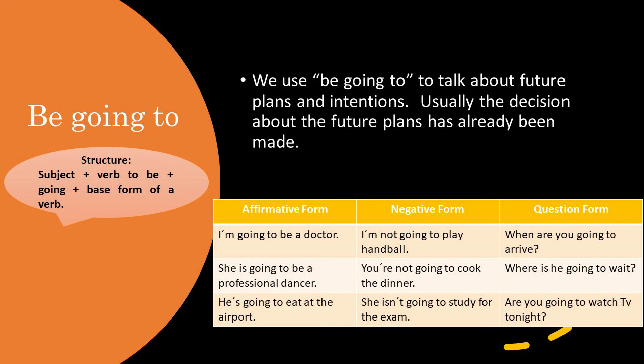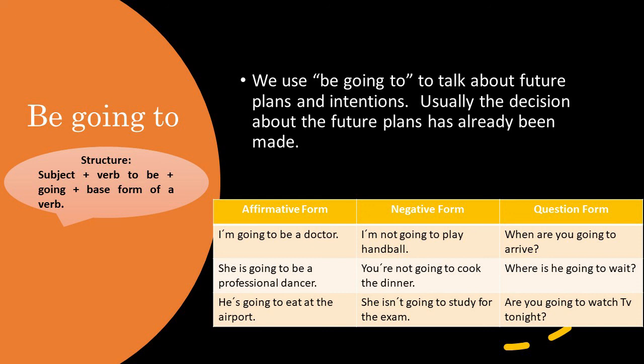Now for questions, if we want to know something about someone else, we use WH questions, right? For example, when, what, where, etc., right? Plus the verb to be, that in this case could be are, am, or is, plus the subject, that in this case could be you, I, he, she, it, we, and they, plus going to and the verb in the base form.